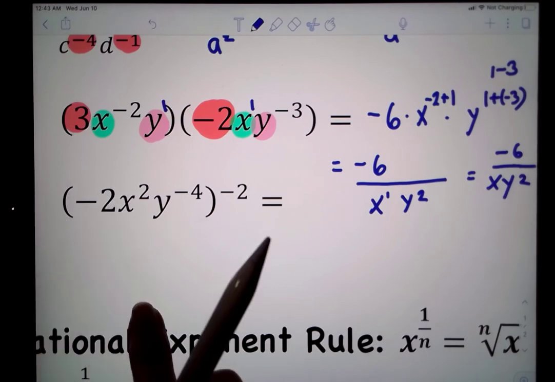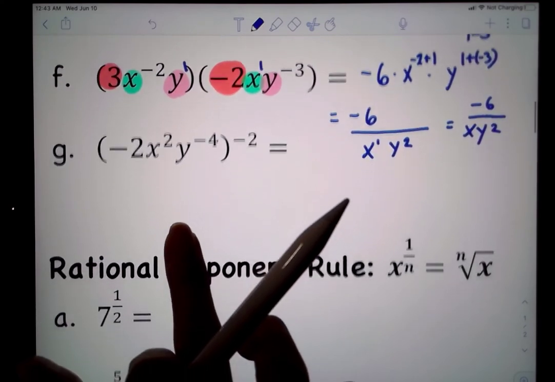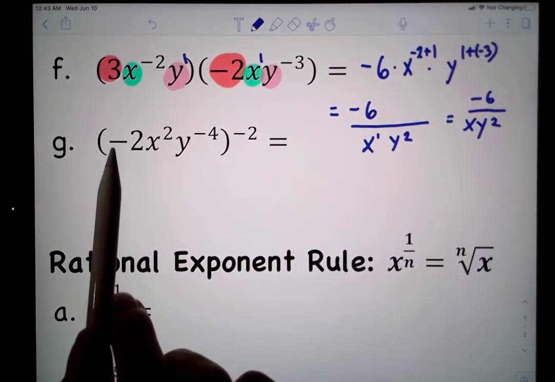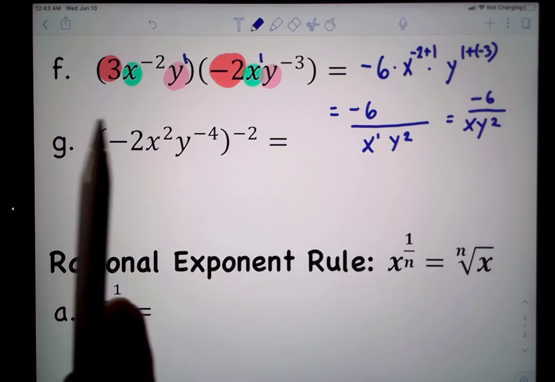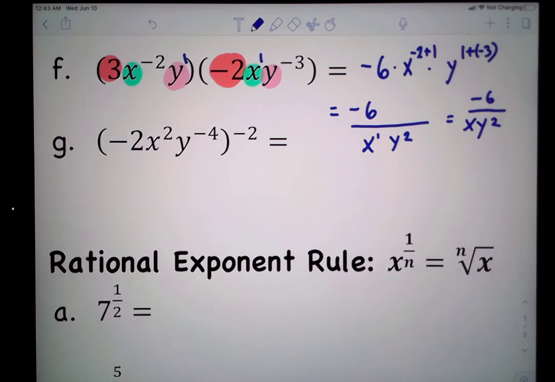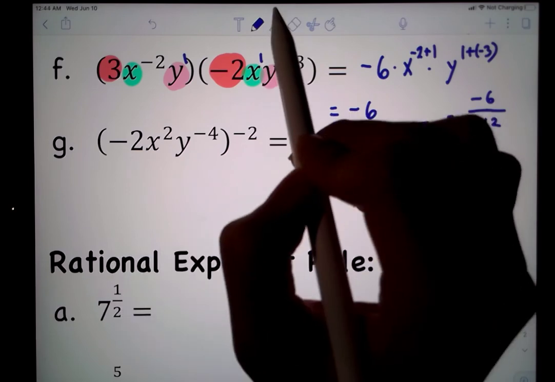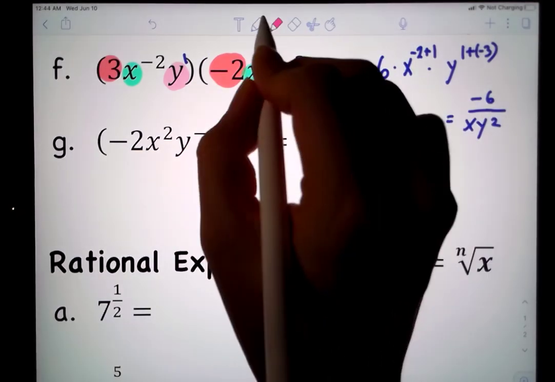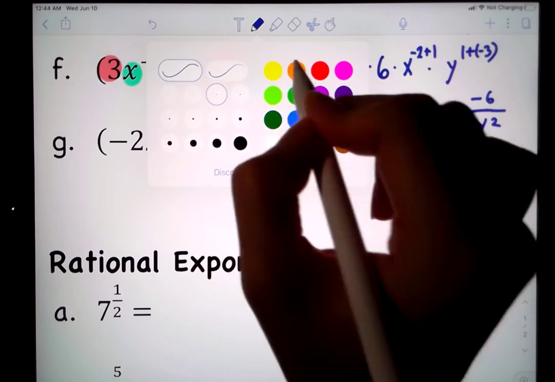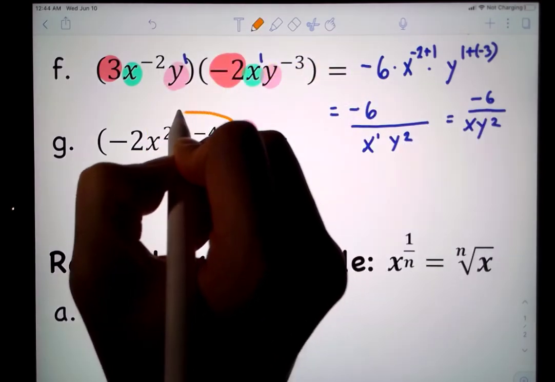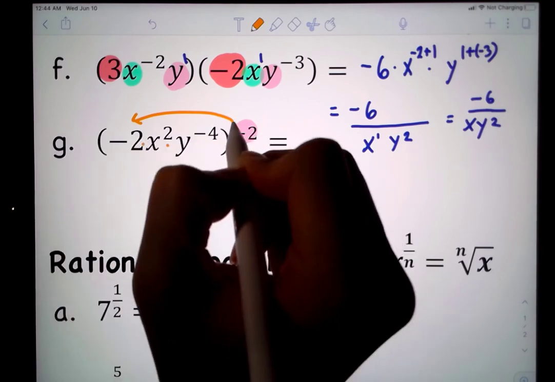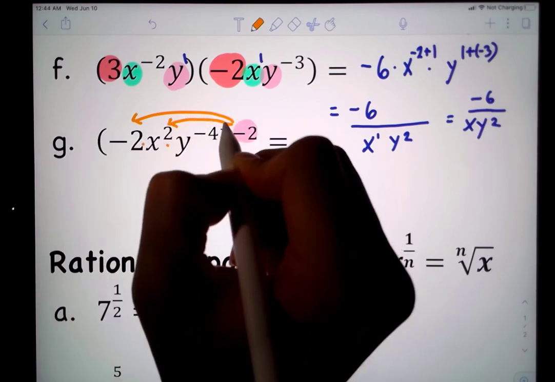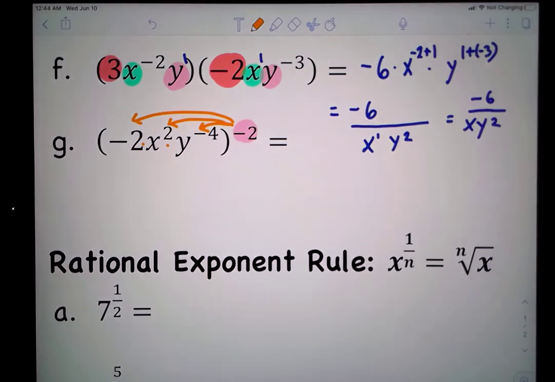And the last one, g. So look, you have something and there's another power, so this is power to the power, so you need to multiply your exponent, right? So we need to distribute first. So let's see, how can I distribute this? You need to give this power to every single term, every single base. So here and here. So you need to multiply negative 2 three times.